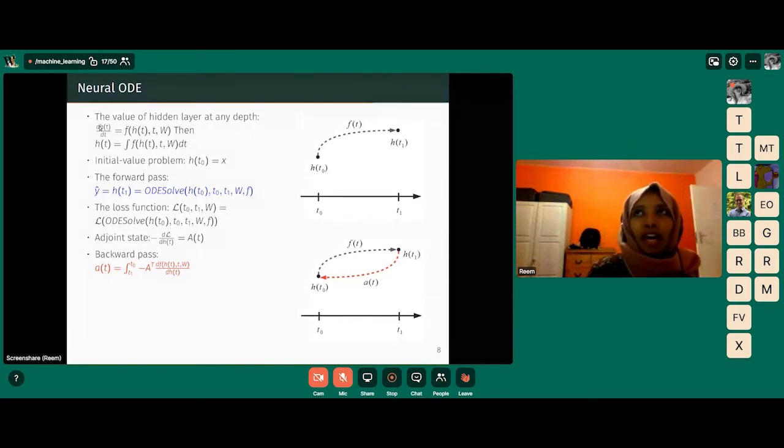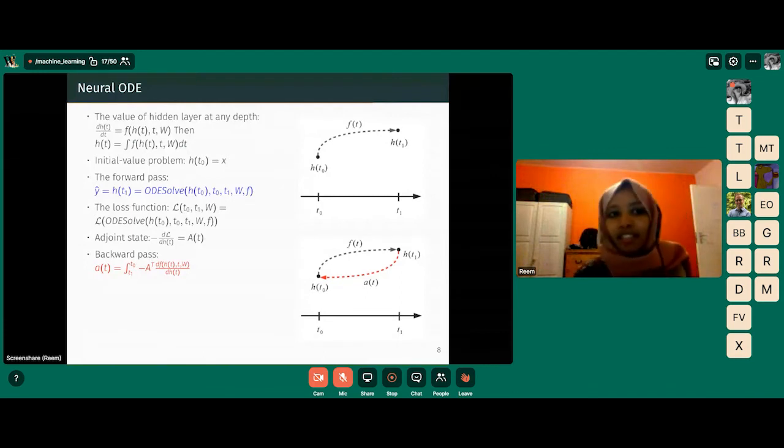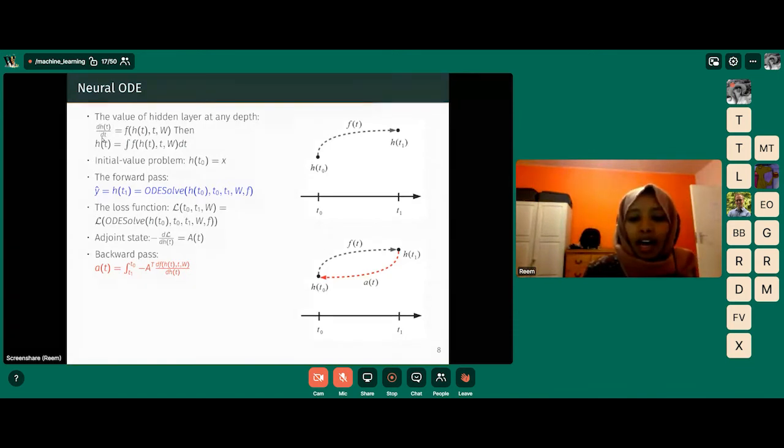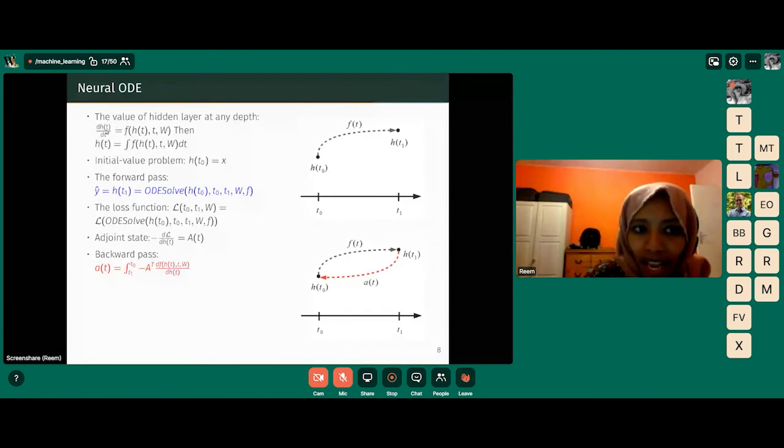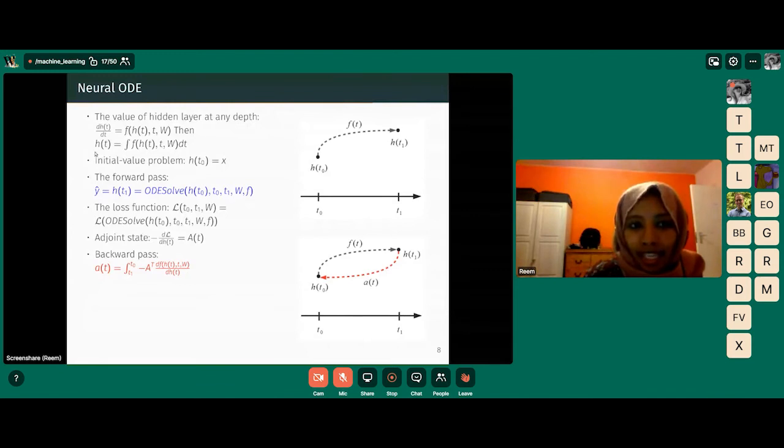So, a reminder again, what we did in the previous slides is basically we knew that our function is equal to some rate of change, which is given here by dh(t) by dt. And it turns out that this value here is nothing but the exact value of the hidden state at some depth t, meaning this t now will be something similar to the layers that we used to have in our ResNet, okay?